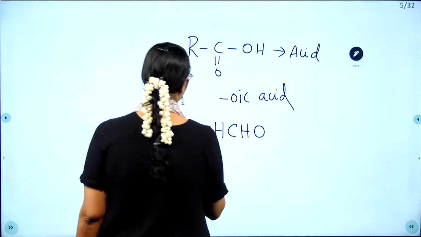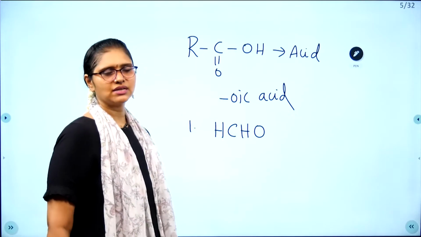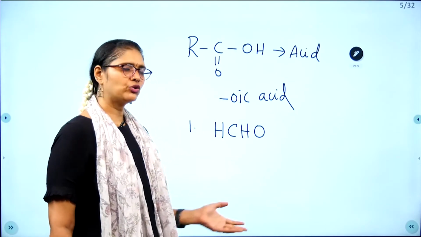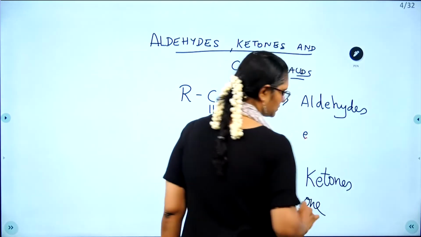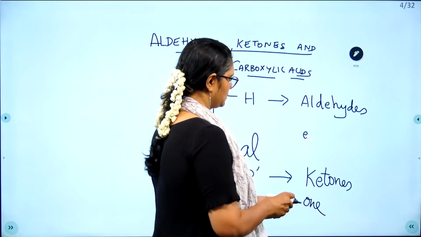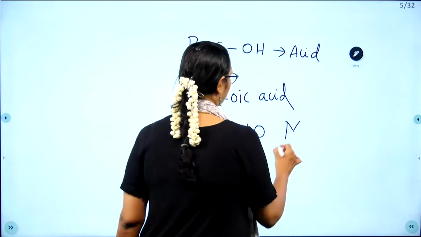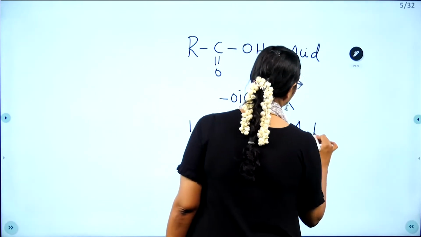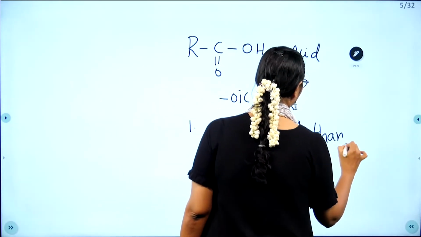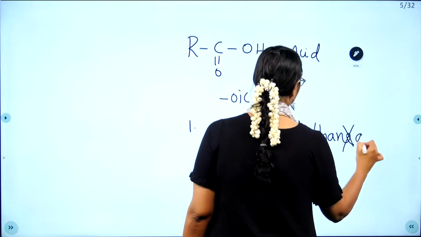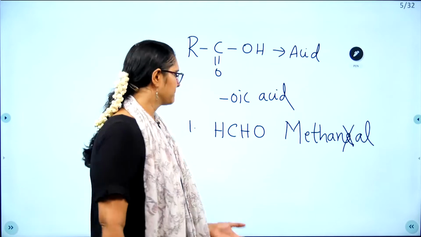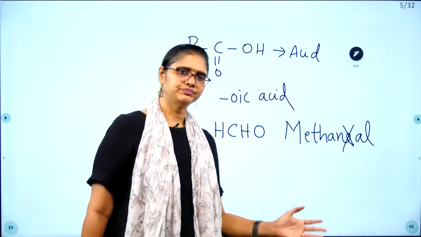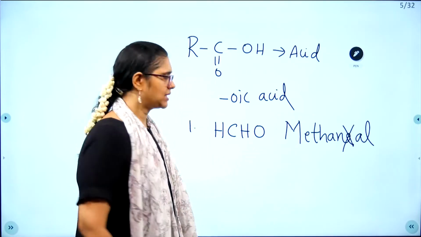HCHO. How many carbon atoms are there? Only one. What is the root word? Methane. Cut the e and write al, because it is an aldehyde and should end with al. So HCHO is nothing but methanal.